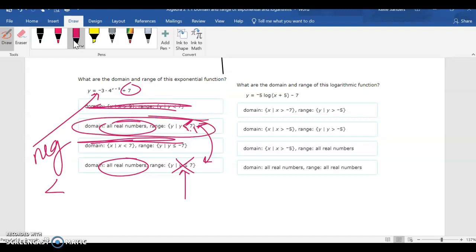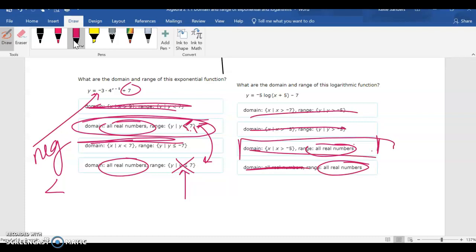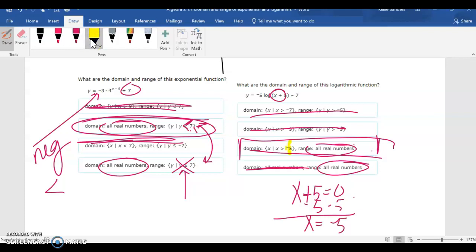So what's this answer? And all real numbers is never going to be that one. So yes, I do know it's going to be that one. But if x plus 5 equals 0, I'm getting that from right here. Here's your negative 5, which is right there.